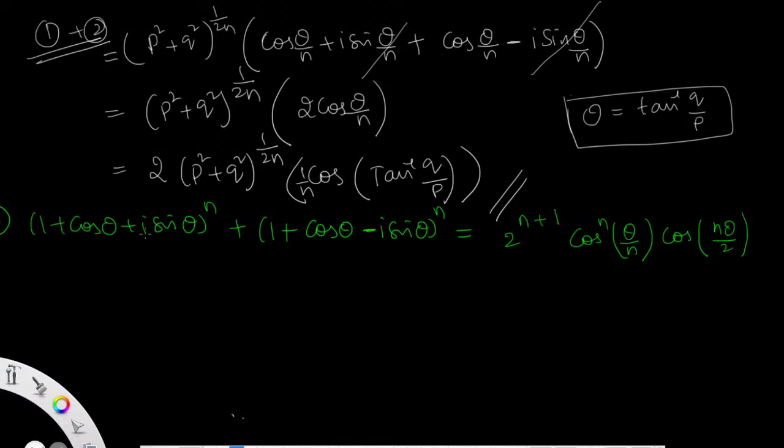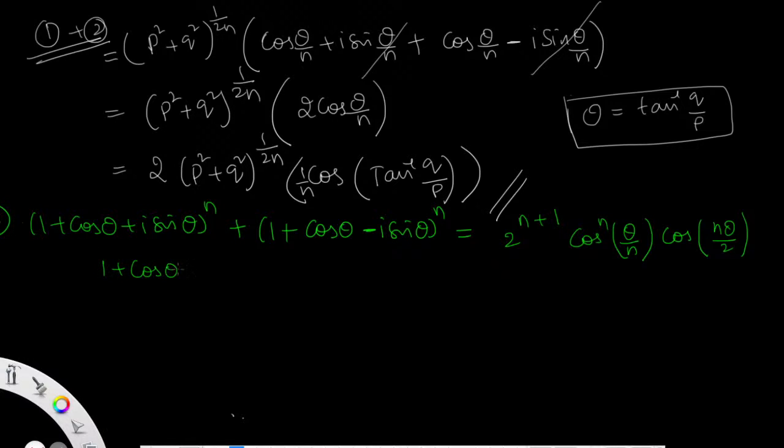(1 plus cos theta plus i sin theta) whole to the power of n plus (1 plus cos theta minus i sin theta) whole to the power of n equals 2 to the power of n plus 1 into cos to the power of n of angle theta by 2 into cos of n theta by 2. This has to be proved. For our problem I am taking these values, so go to the first year trigonometry.